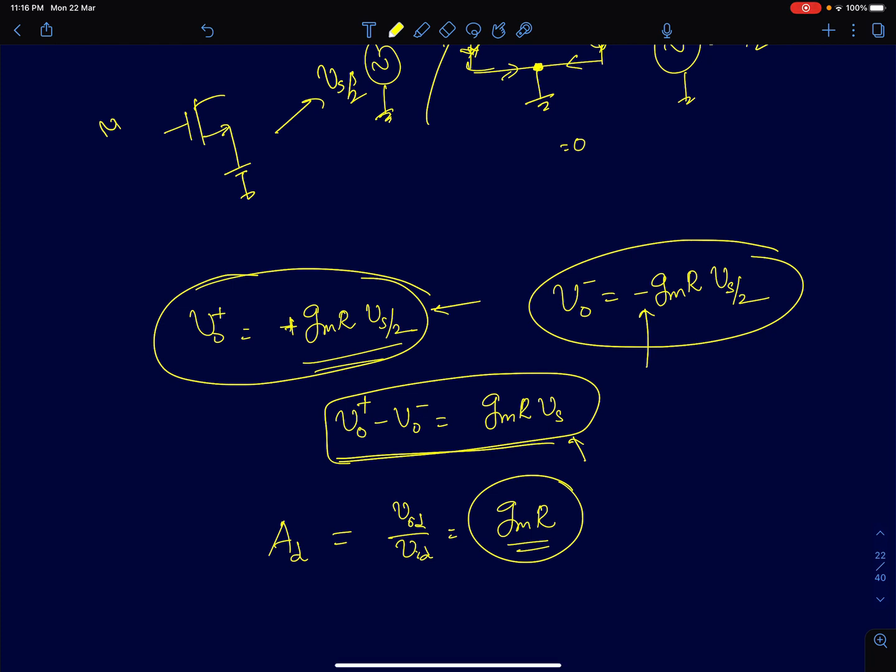Just to quickly refresh your memory, this is the same gain we got for a voltage biased amplifier as well. We got the same differential gain for that circuit as well, and that's not surprising so far.